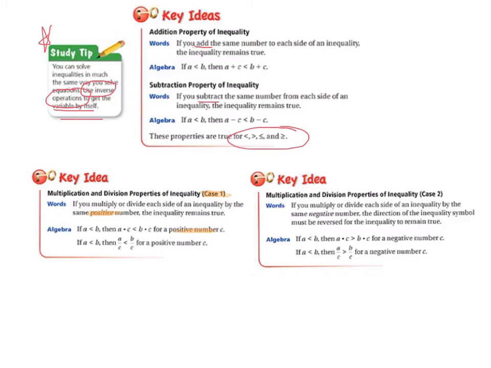And then let's look at multiplication and division properties for an inequality for case 2. If you multiply or divide each side of an inequality by the same negative number, the direction of the inequality symbol must be reversed for the inequality to remain true. So that's the important part to remember. Everything stays the same unless you're multiplying or dividing by a negative number, and then you have to flip your inequality sign around. So be sure you copy this algebra part correctly into your notes.